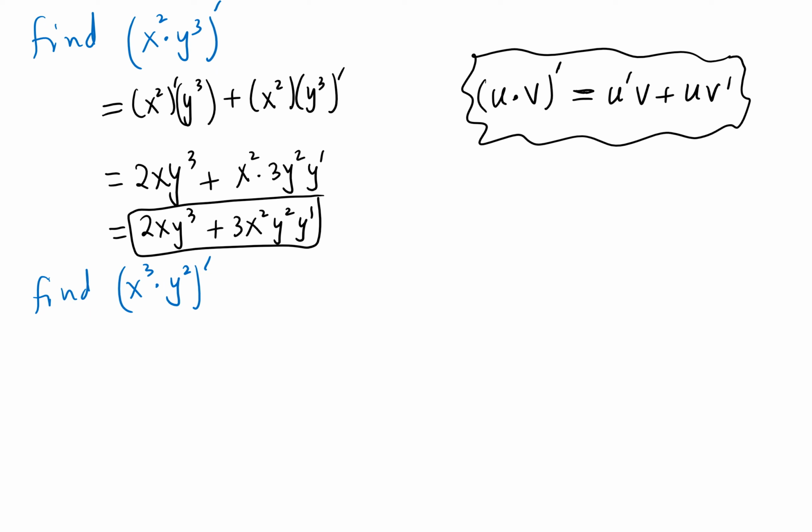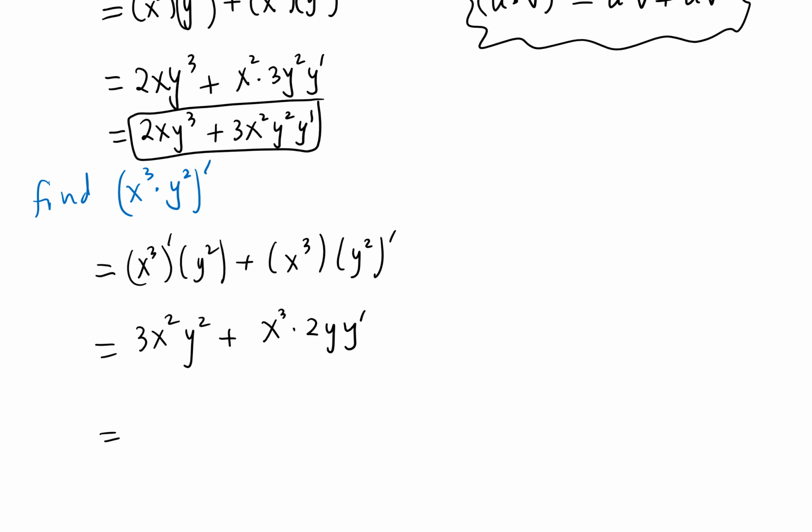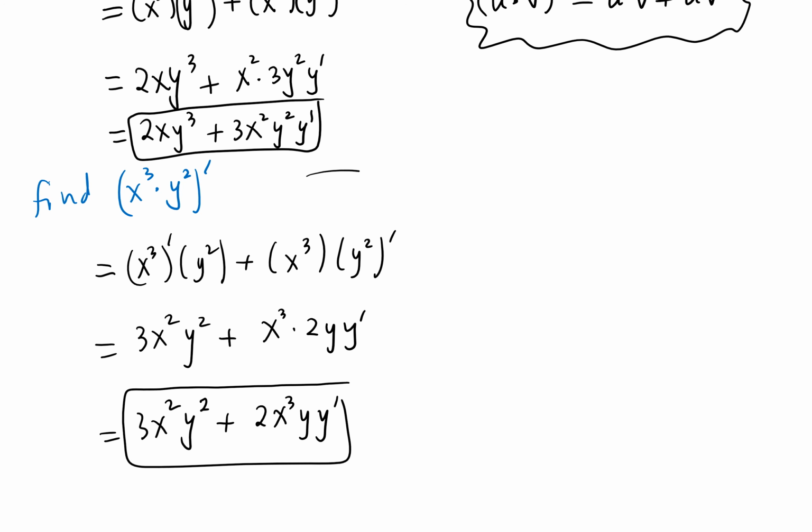So now we go ahead and try this one. Product rule again. So x cubed derivative times y squared plus x cubed times the derivative of y squared. 3x squared y squared, x cubed times 2y prime. This stays the same. 2x cubed y prime. So from here to here we use the product rule.